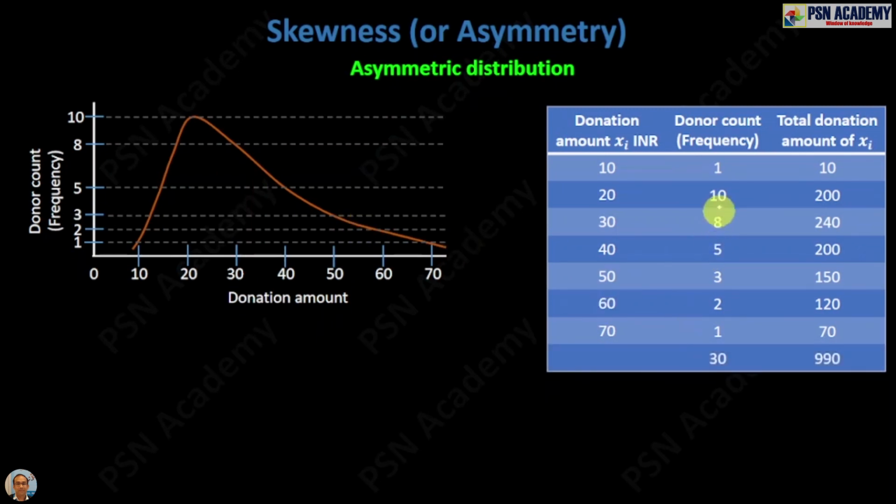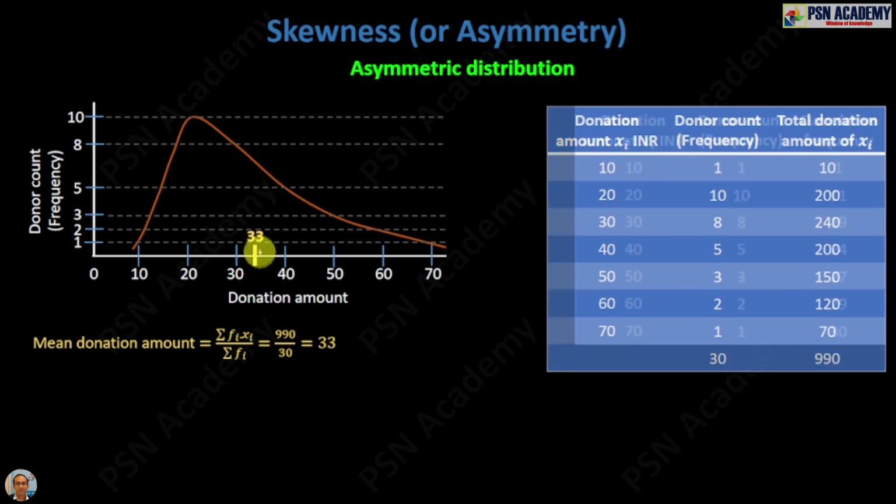Now here we go. We have the total frequency 30, and the total amount collected from these 30 persons is 990. That means it went down from 1200 to 990. Why? Because more people donated lower denominations than before. So the mean donation amount will be the same formula, and you will get 33. Previously it was 40. Now it has gone down to 33. You see, the mean this time has shifted towards the left.